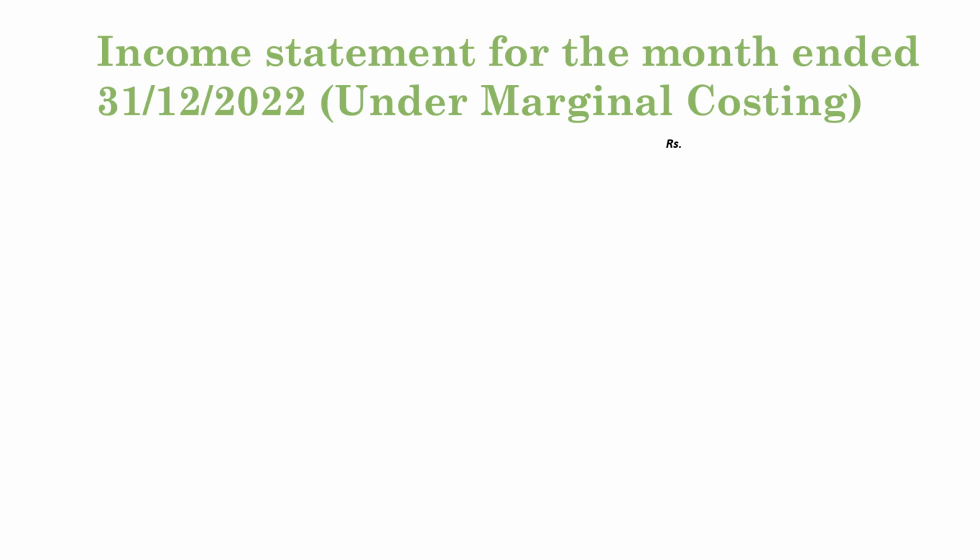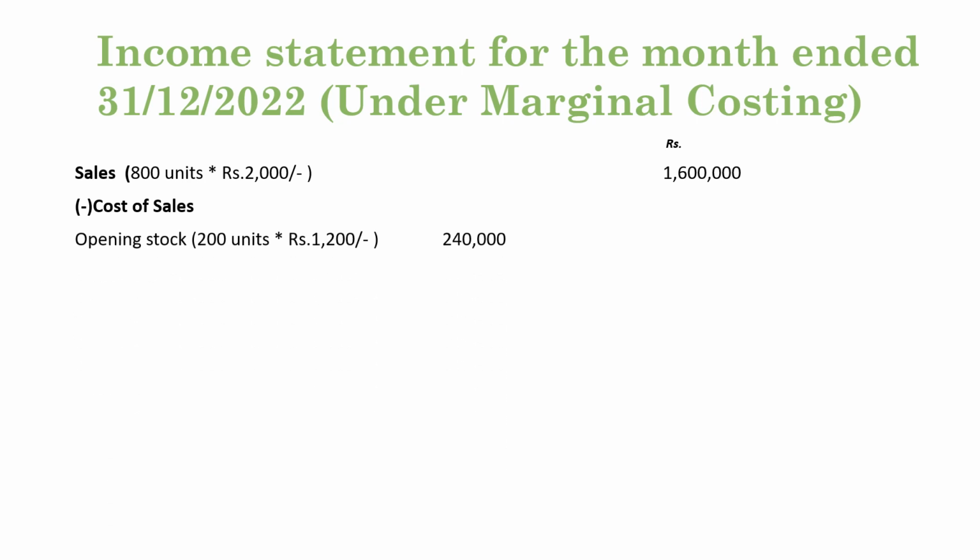Let's calculate the income statement under marginal costing principles. So first we have to calculate the sales, that is 800 units into the selling price of 2,000. So we are getting 1,600,000 as the sales revenue. Then we have to deduct the cost of sales. This is based on the variable cost. So first we have to take the opening stock of 200 units into the variable cost per unit of 1,200. So we are getting the opening stock value as 240,000.